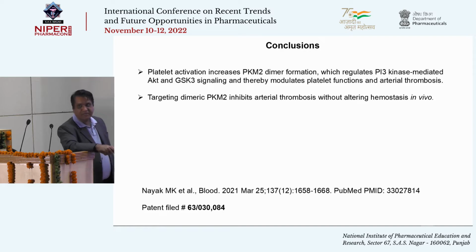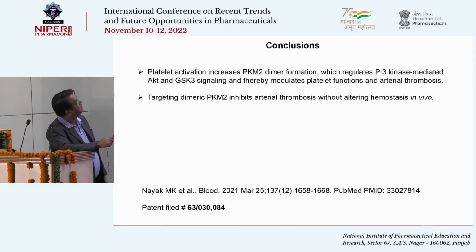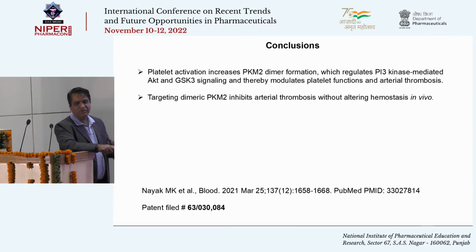I'd like to conclude my talk. Hopefully, what I've convinced you is that platelet activation increases PKM2 dimer formation, which regulates PI3 kinase mediated AKT and GSK3 signaling, and thereby modulates platelet function and arterial thrombosis. Targeting dimeric PKM2 inhibits arterial thrombosis without altering hemostasis in vivo. So what I showed you is all healthy donors, but a healthy human does not get disease.